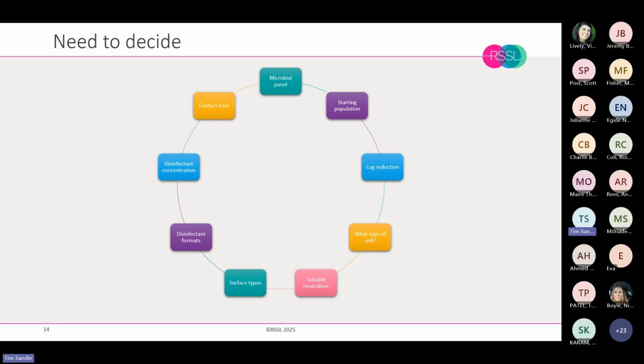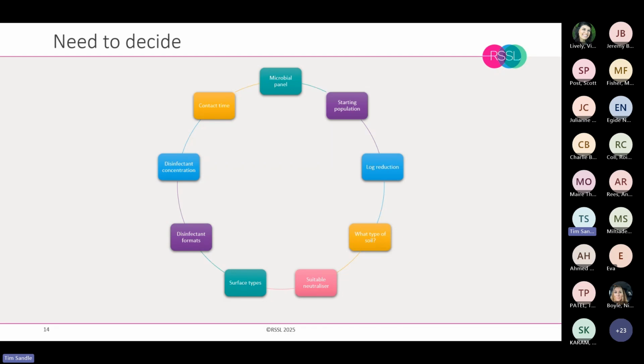We need to decide on how many surfaces we're going to evaluate and what is a representative surface. The formats which I've discussed, and whether we would need to separately evaluate the type of solution of disinfectant that we might be applying, from a mop and bucket approach to what might be embedded within a wipe. Concentration of disinfectant: largely we'll probably start with the manufacturer's recommended concentration, but that may or may not be wholly suitable.